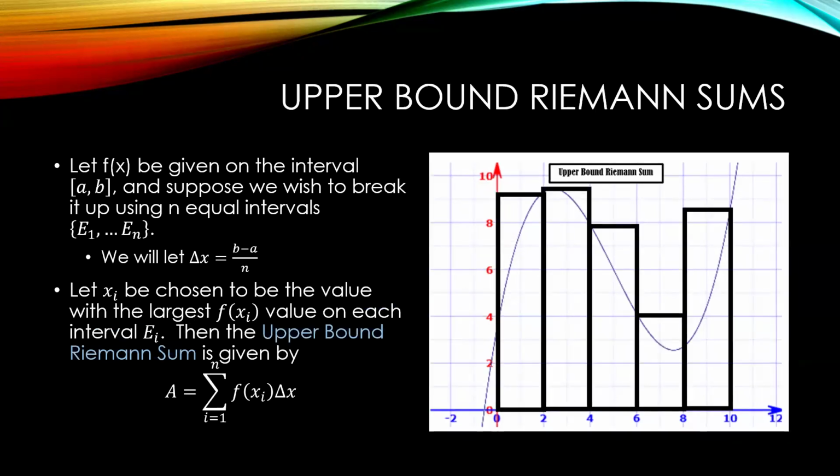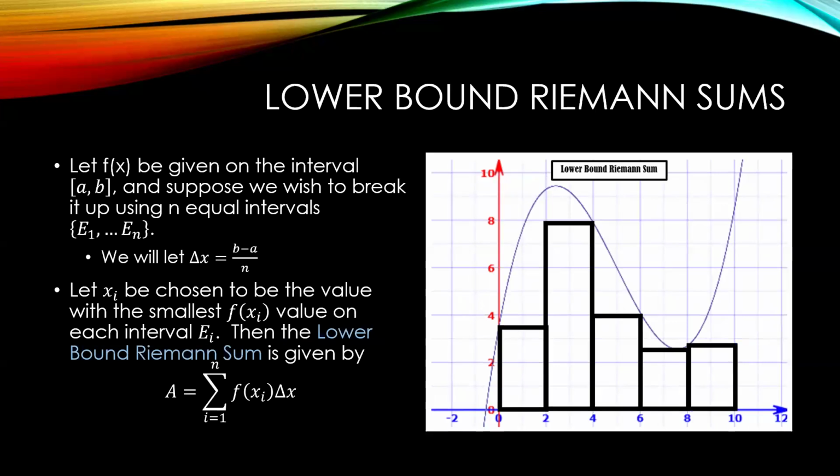We could choose the highest point on each of the intervals to determine our Riemann sums. We could choose the lowest points on each of these intervals to determine our Riemann sums. We're still just approximating with rectangles, and as long as we know how many rectangles we're using, we can choose the high, the low, the left, the right. It doesn't matter.